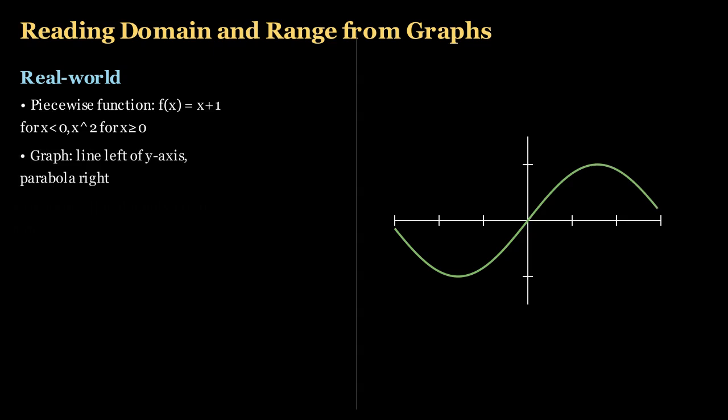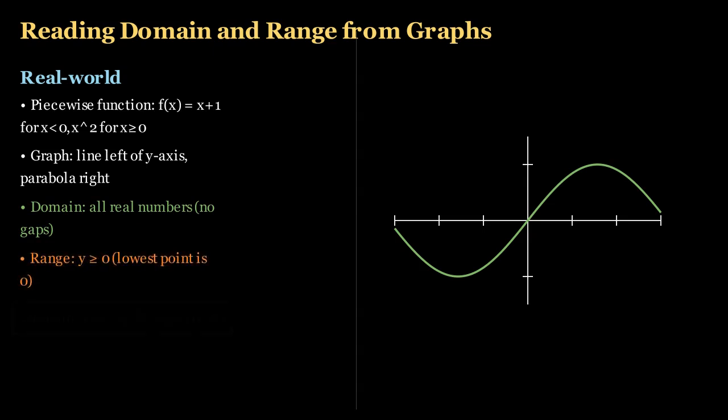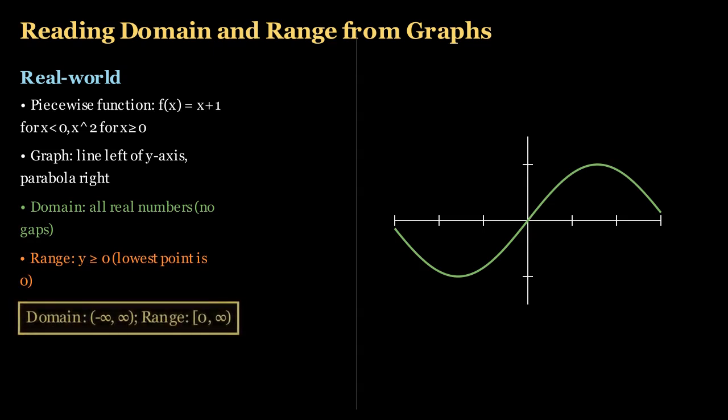Now shine the horizontal flashlight from the side. The line on the left goes down forever, so it covers all y values. But wait, the function switches to the parabola at x equals 0. And the parabola's lowest point is at 0. The line part for negative x gives y values less than 1, but the parabola never goes below 0.